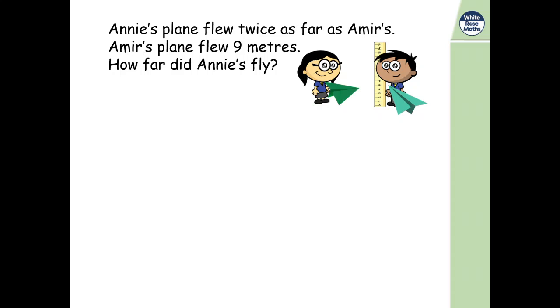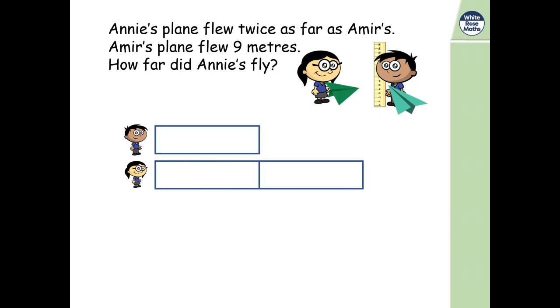Okay, problems with aeroplanes. Annie's plane flew twice as far as Amir's. Amir's plane flew 9 meters. How far did it fly? So I'm going to show you this using a bar model. Okay, so that's Amir's plane, and that is Annie's plane.